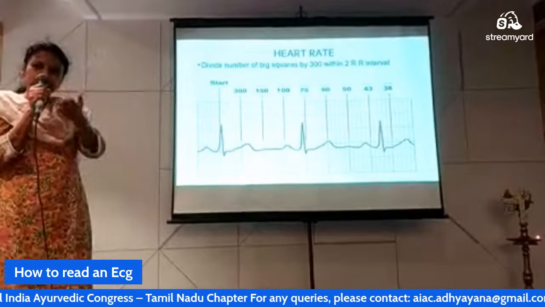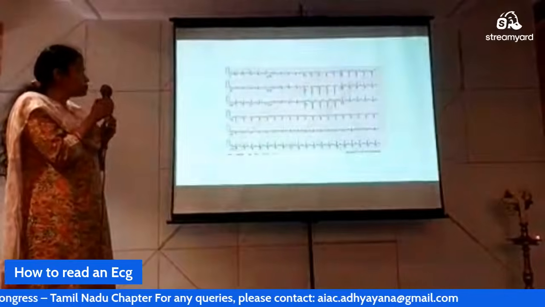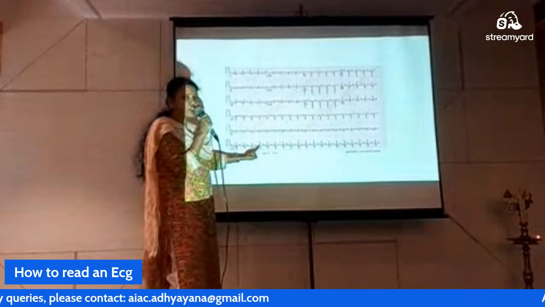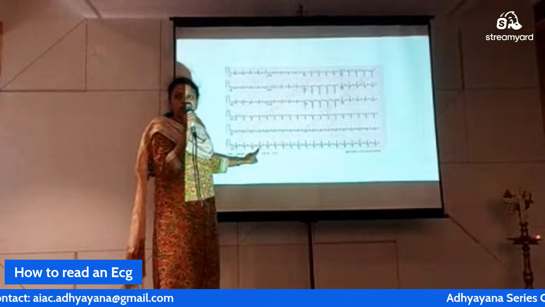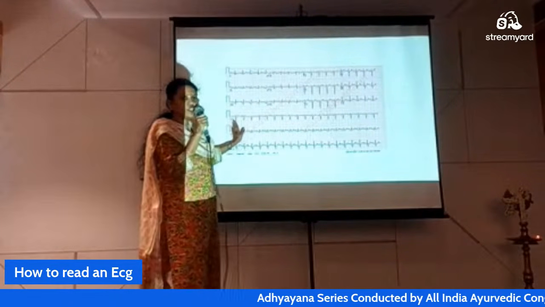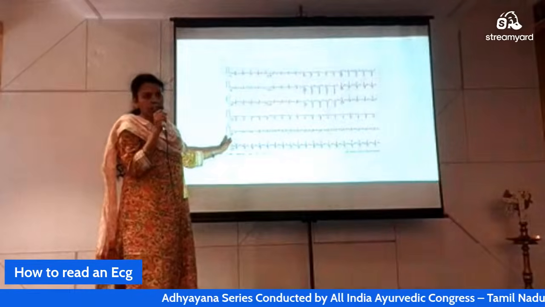Okay. So next slide. I have 2 pictures for you. What is this ECG? Can you guess? So the RR interval has only 2 small squares. So 300 by 2 will be 150. So the heart rate is more than 100. This ECG shows it's a sinus tachycardia. Okay. Next slide.